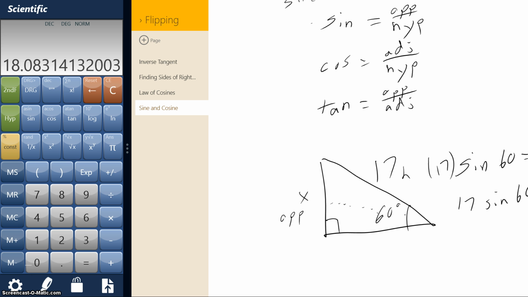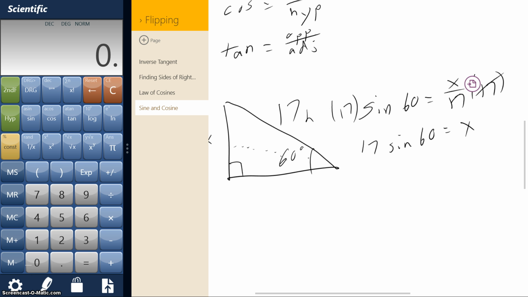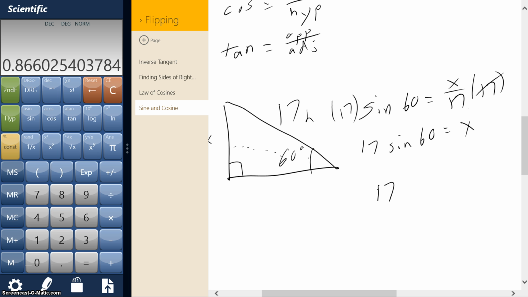Let me pull up the calculator here, okay. So, sine of 60, I'm just using the sine key there, is 0.866. And then I'm going to multiply it, so I'm going to round a little bit here, of course. I'll round to 0.87. Okay, so 0.87 times 17.